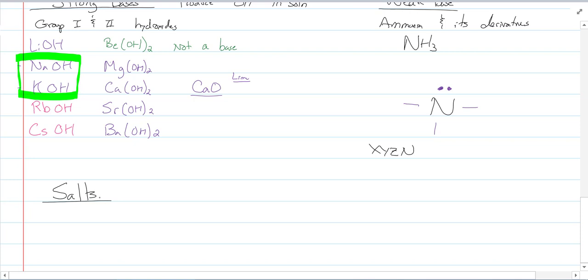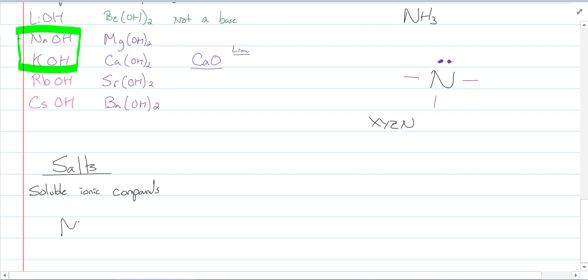The last thing that are strong electrolytes are salts. These are any soluble ionic compounds. If it's aqueous and ionic, so MX(aq). So if that's not a soluble salt, if it's not a strong base, strong acid, weak base, it's a non-electrolyte. So all our molecules are non-electrolytes.